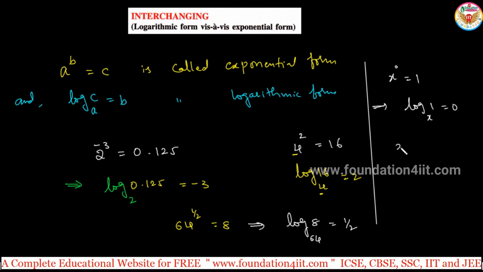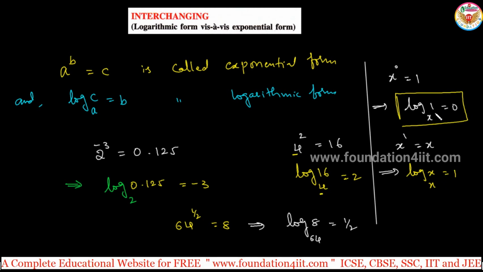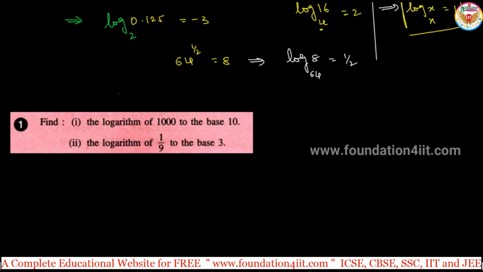Right? And x to the power 1 is equal to x. This you can convert into logarithmic form. So log to the base x as it is, this 1 and x, change places. So log x to the base x is equal to 1. These two we can generalize. Log of 1 to any base, the value is 0. Log x to the base x, value and base are same, the answer is 1. Right? Let us see problems based on this one by one.